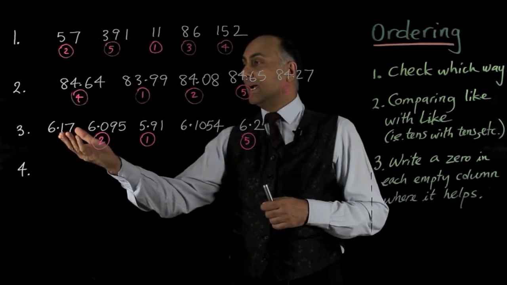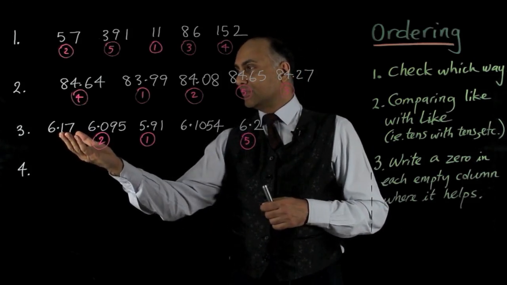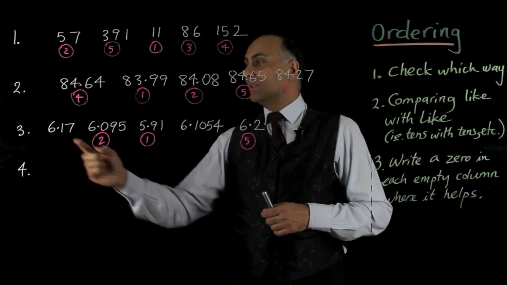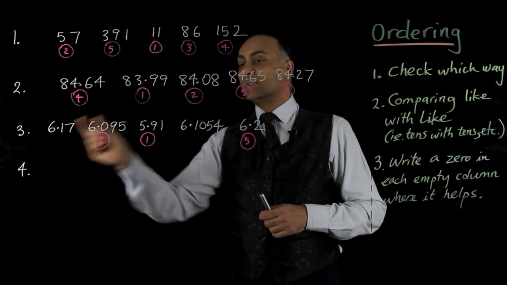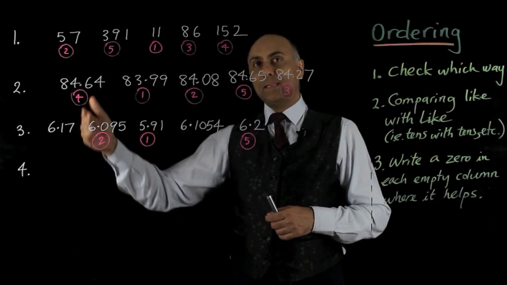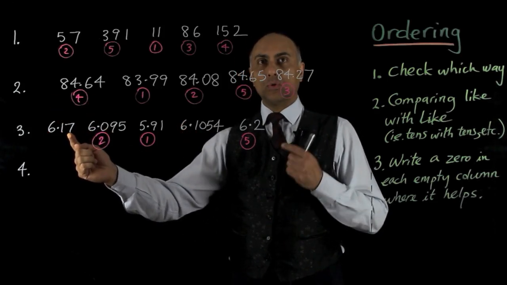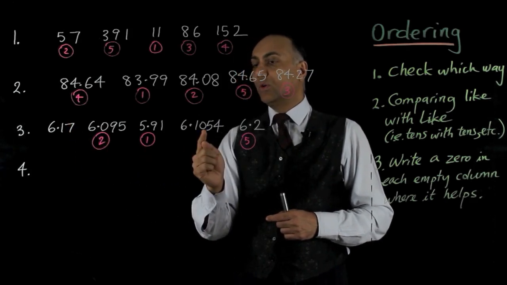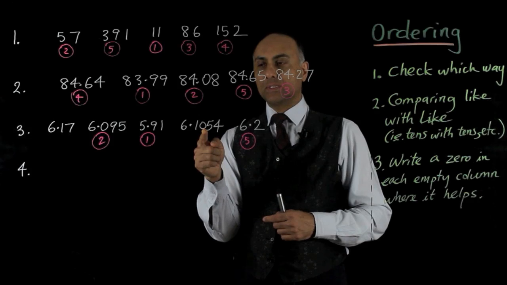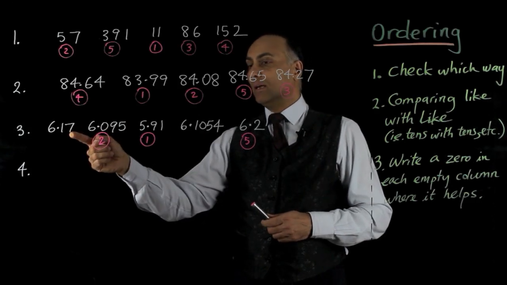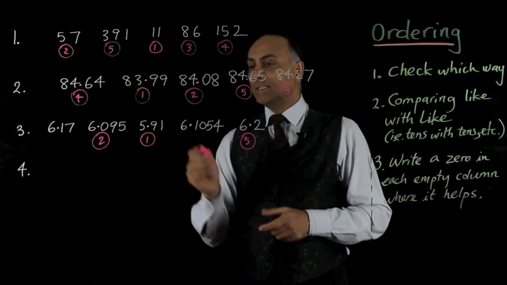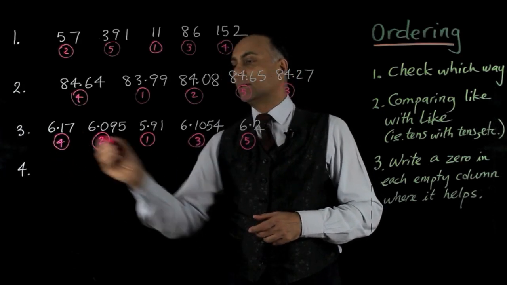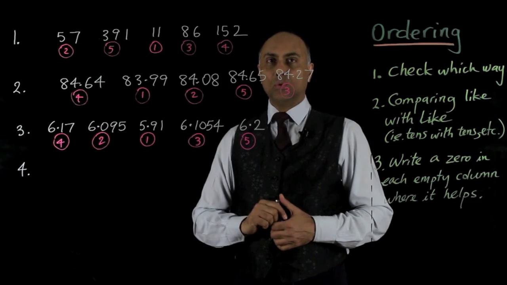Then to decide which is the next out of 6.17 and 6.1054, again, we compare like with like. So they're both 6.1 something. So we compare the next column, which is the hundredths, or the second decimal place. So we have 7 hundredths compared to no hundredths. So this is bigger, this is smaller. So this is third in our list, and this is fourth in our list. That is the correct order.